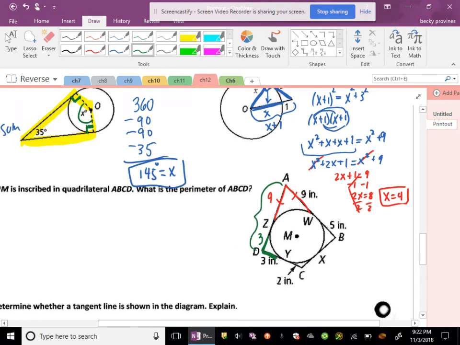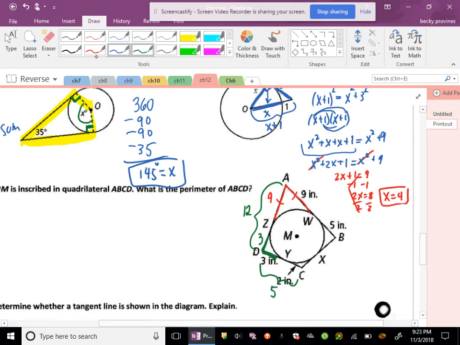Now, can you tell me the length of that side there on the left? 9 and 3 is 12. So what we're going to do is we're finding the perimeter. So we're going to find all the different lengths, find the length of the sides, then add up all the sides. Now, do we already know everything on this side? We do. 3 and 2 is 5.